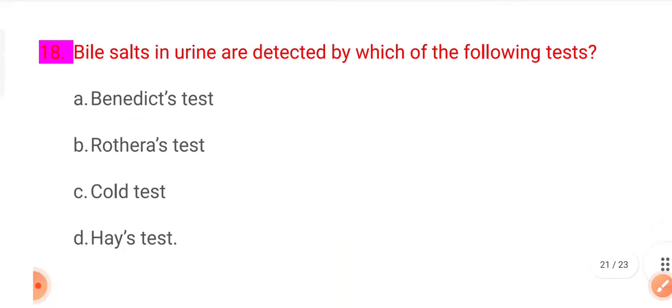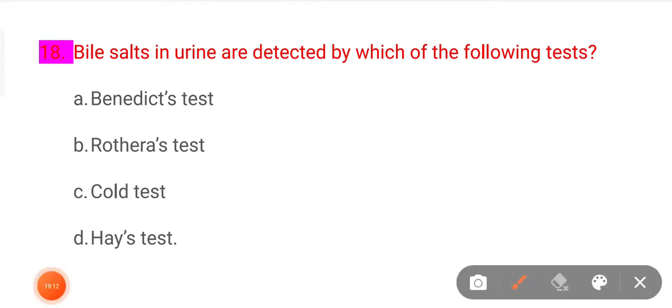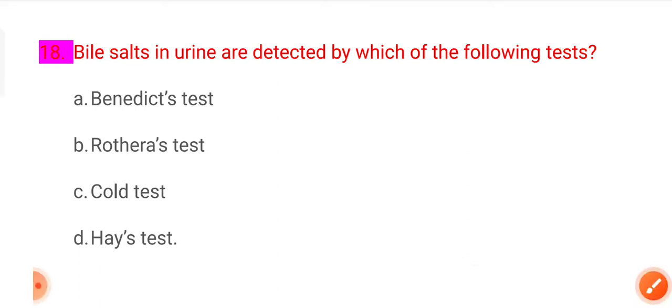The next question is, bile salts in urine are detected by which of the following tests? The options are option A, Benedict test, option B, Rothera's test, option C, cold test, option D, Hay's test. The right option is Hay's test. So to find out the bile salts in the urine, we can use Hay's test.